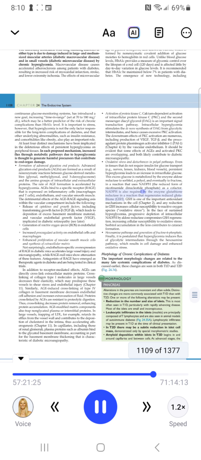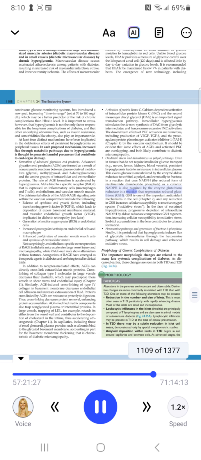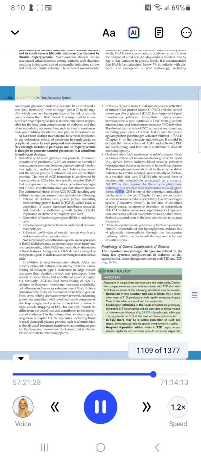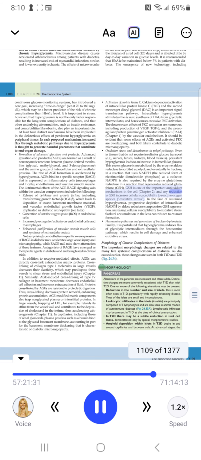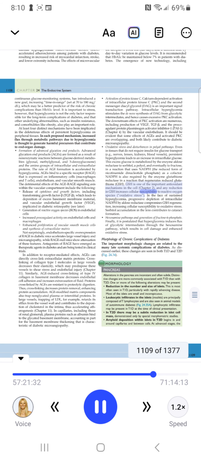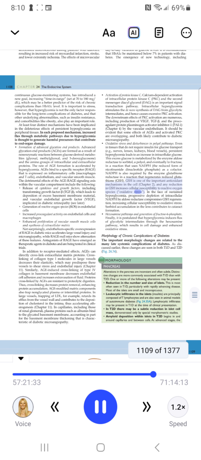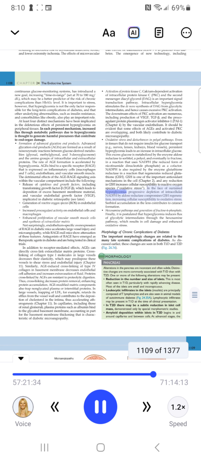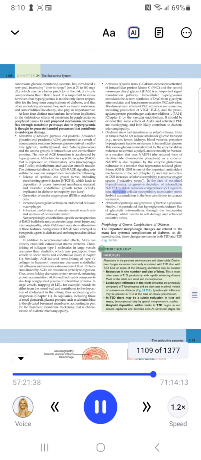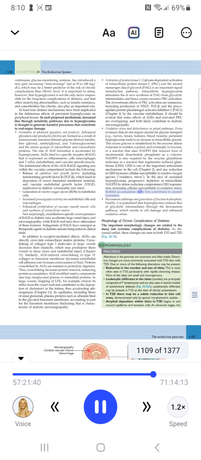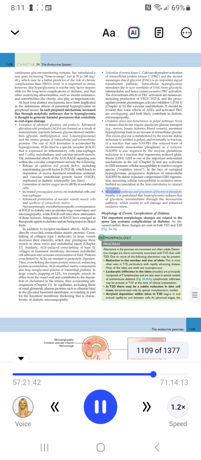NADPH is also required by the enzyme glutathione reductase, in a reaction that regenerates reduced glutathione, GSH. GSH is one of the important antioxidant mechanisms in the cell, and any reduction in GSH increases cellular susceptibility to reactive oxygen species, oxidative stress. In the face of sustained hyperglycemia, progressive depletion of intracellular NADPH by aldose reductase compromises GSH regeneration, increasing cellular susceptibility to oxidative stress. Sorbitol accumulation in the lens contributes to cataract formation.